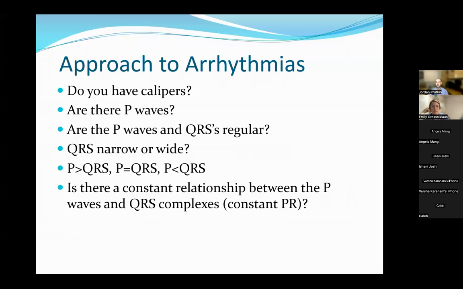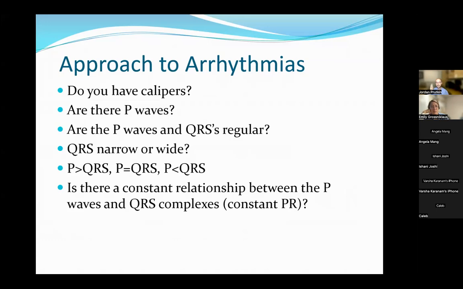But otherwise, as you're approaching the EKG, first question is, are there P waves? Really, it's are there QRS complexes, but I'm going to assume there are for this, unless you're coding them. So it's, are there P waves? And then, are the P waves and the QRS complexes regular? Or is there an irregularity to the pattern?